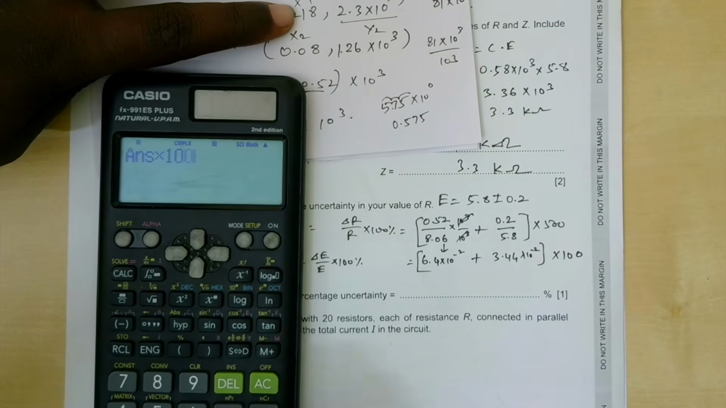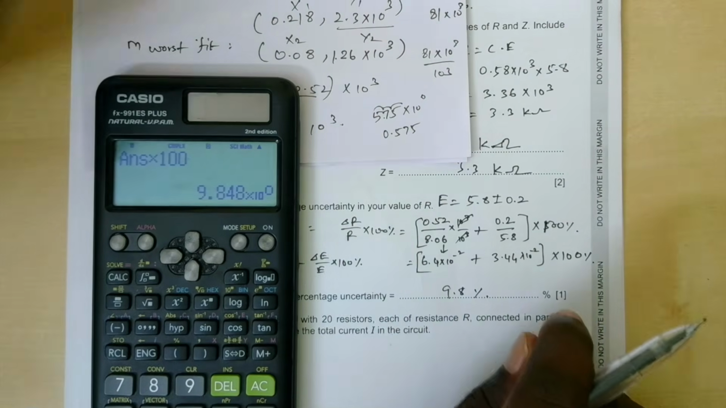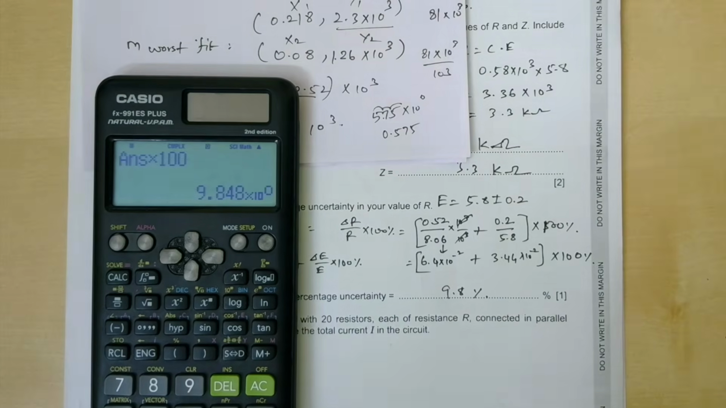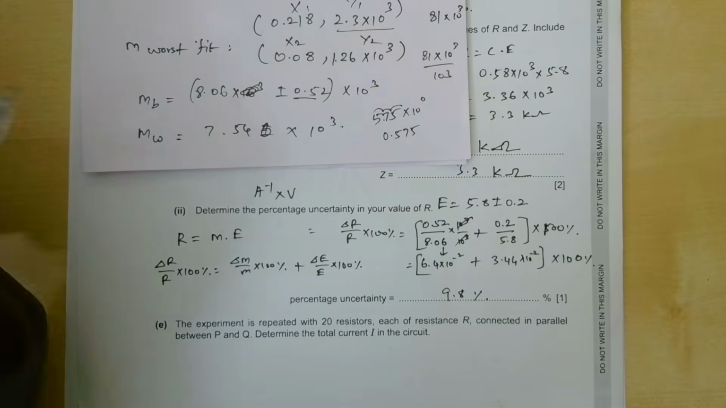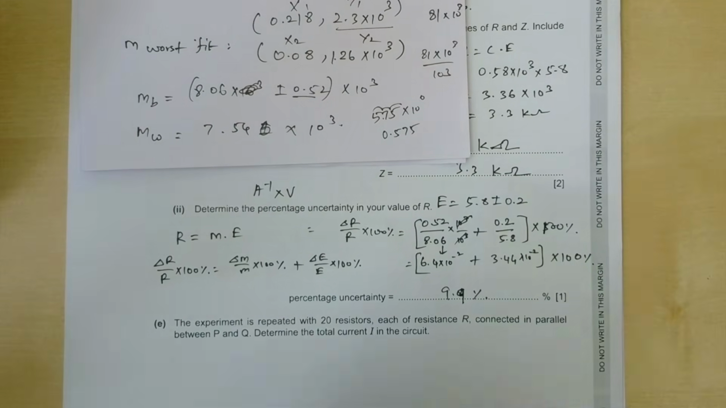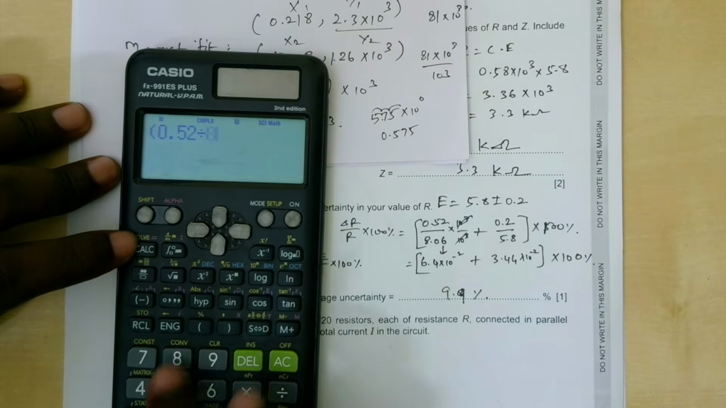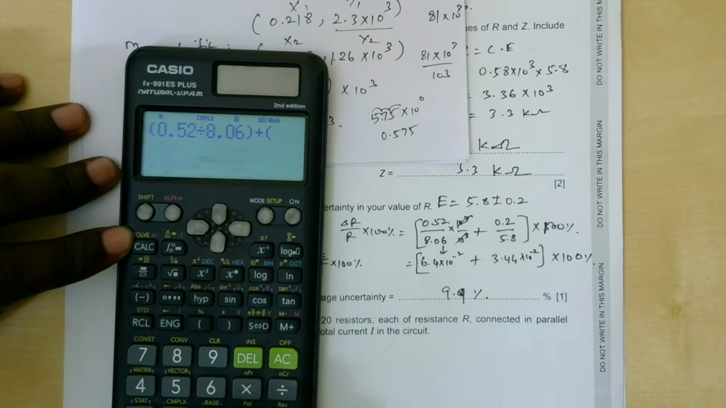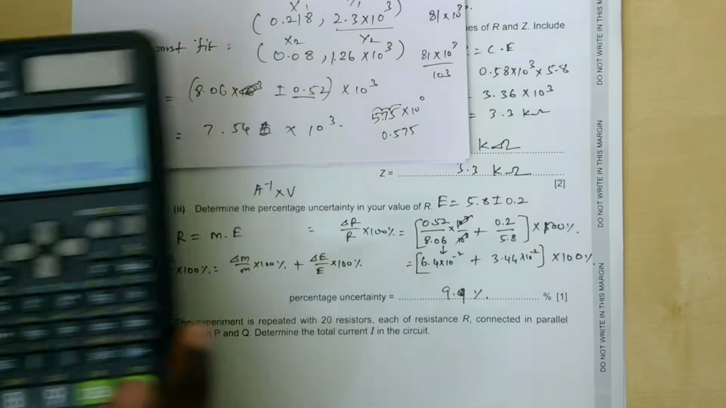I have to multiply by 100%. So 9.8%. Actually, it's 9.9, sir. See, how I did it is I open a bracket, put 0.52 divided by 8.06 and close the bracket, plus again open the bracket, 0.2 divided by 5.8, into 100. This way it's very easy. So 9.9%.